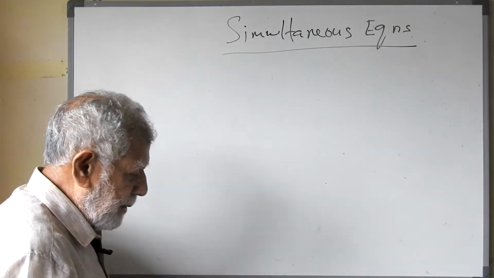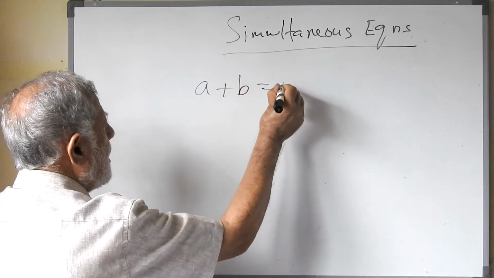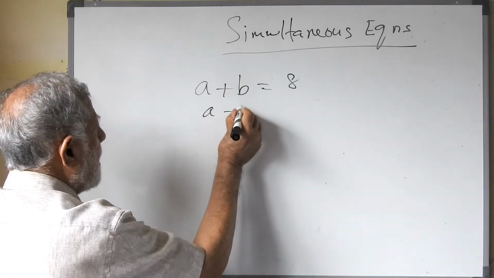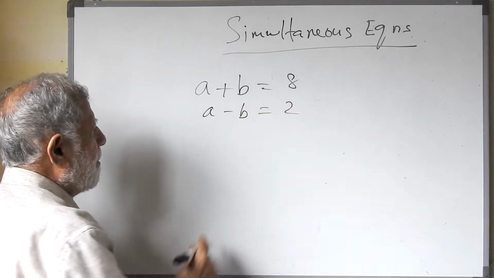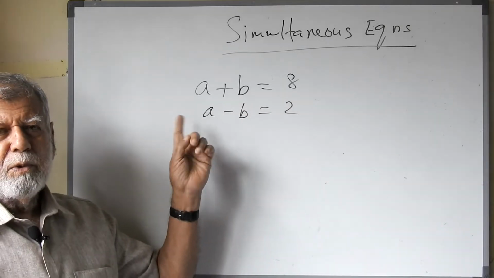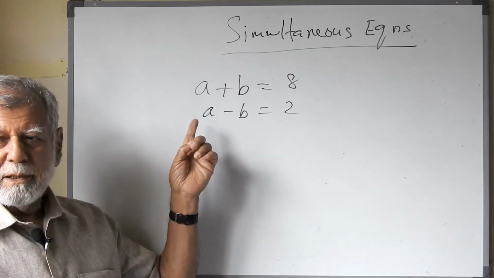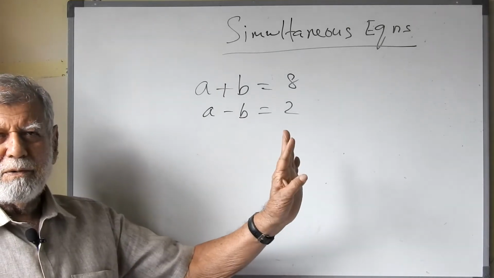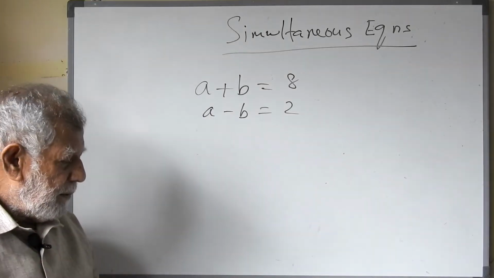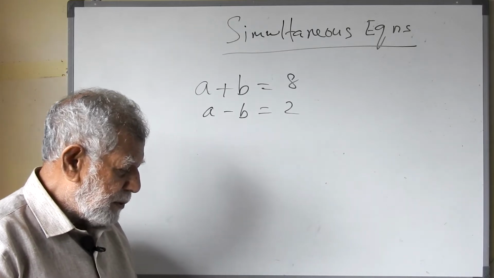We will take an example. Look at this. A plus B is equal to 8 and A minus B is equal to 2. Now these are a pair of simultaneous equations. When you have two unknowns, we should have two equations. Then only we will be able to get the answer. If you have one unknown, then you can have one equation, a simple equation. Here we have two unknowns, so we will be able to do it.